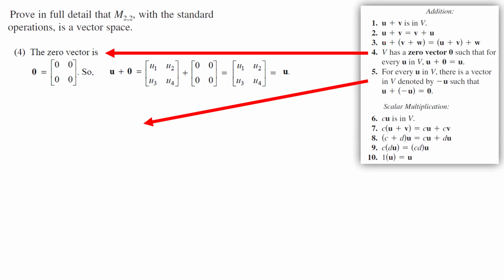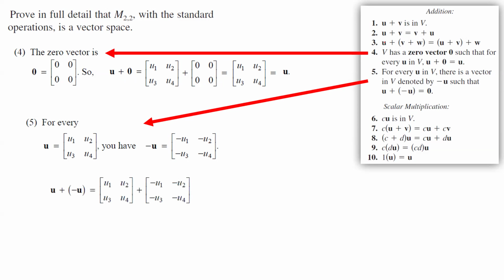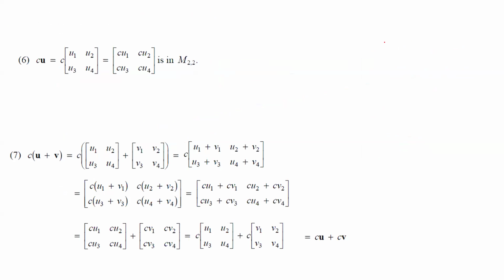What about the fifth axiom? If I add U and the scalar multiplication of U by -1, do I get the zero matrix back? It should be easy for you to verify this. U1 minus U1 is 0, U2 minus U2 is 0, and so on. So if I add these two vectors together, it is equal to the zero vector. So far for addition, the first 5 axioms are met. Now we're going to move on to scalar multiplication.